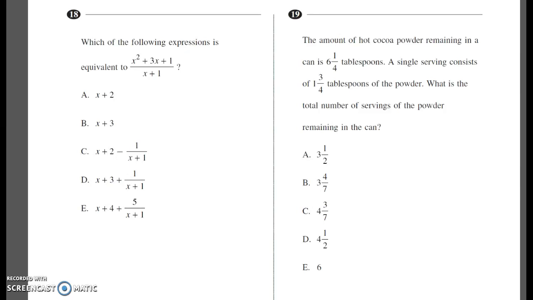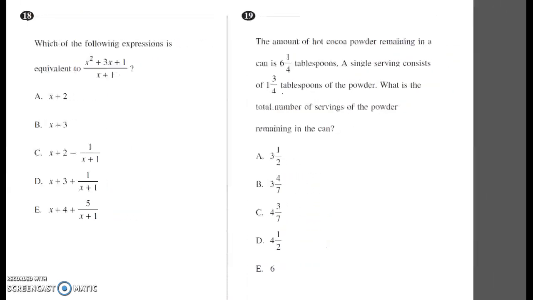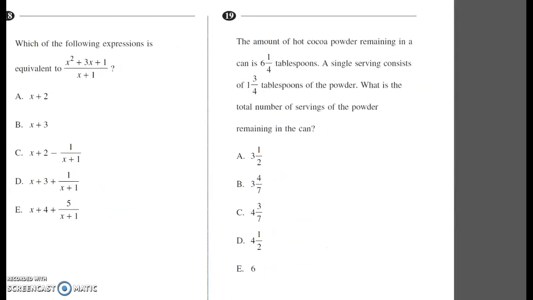Okay, so we are finishing out the HiSet Free Practice Test Math FPT 6A, and right now we're on question number 19. Question number 19 says, the amount of hot cocoa powder remaining in a can is 6 1/4 tablespoons. A single serving consists of 1 3/4 tablespoons of the powder. What is the total number of powder remaining in the can?